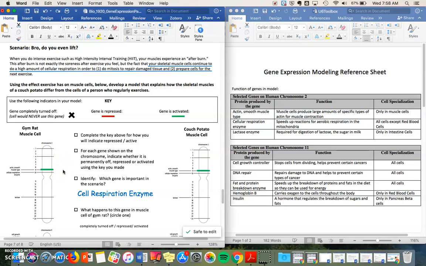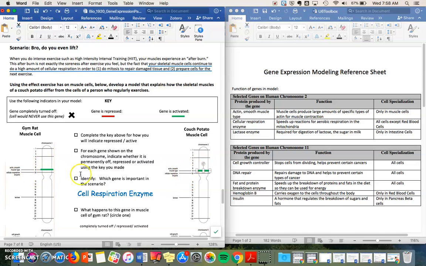For the couch potato, I'm going to have it activated as well. Now, what you could have done, I'm going to go back really quickly. Notice that our gene of interest here is the cellular respiration enzyme right here. But technically, if you made the actin more activated, I would be okay with that, because technically the cell's probably making a little bit more actin.